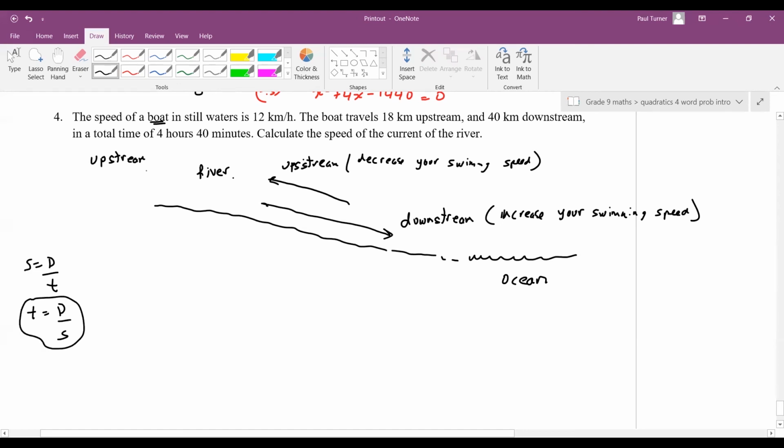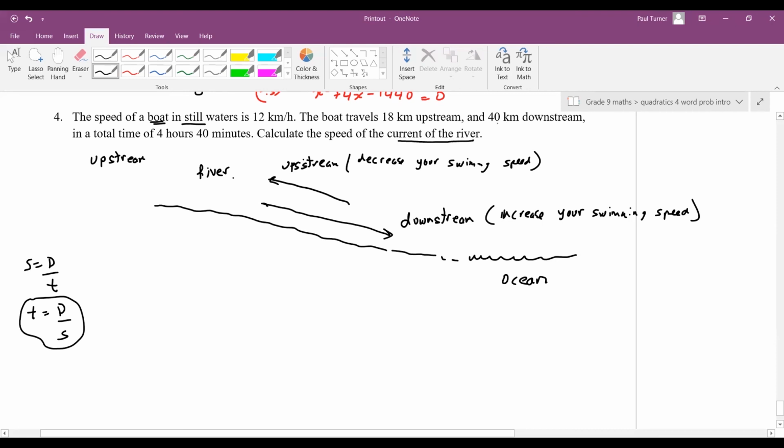So the speed of the boat in still waters, so when the water's not moving, you can go 12 kilometers per hour, okay? But when you go downstream, it's going to be more than this, isn't it? So what we do here, we set this current of the river. What is the current of the river?